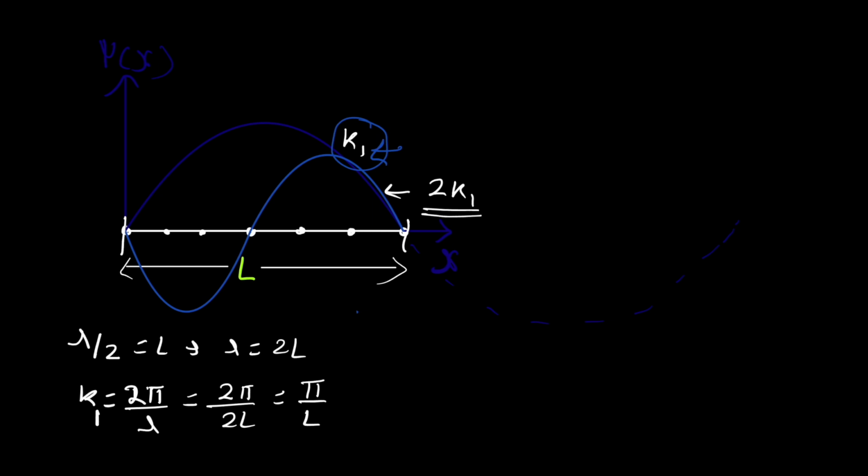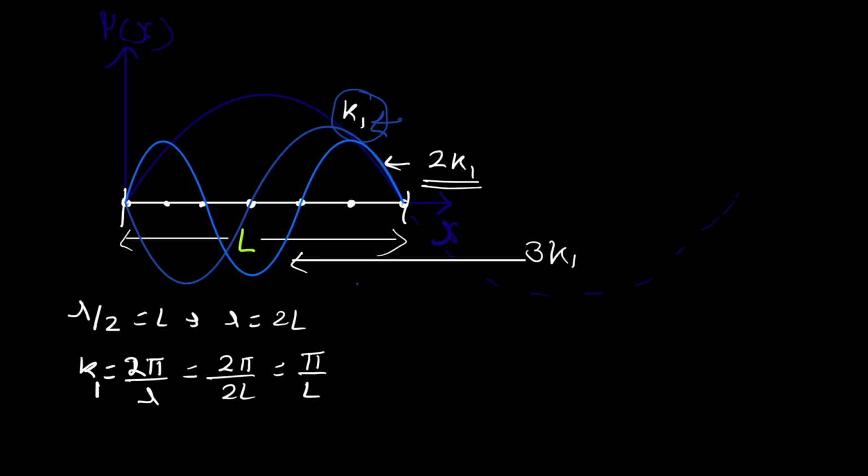Now let's draw a wave of triple frequency than that of k1. You can see that this wave of triple frequency is also satisfying both the criteria. So this is again a possible electron wave function. So now you can see where I'm going with this. Any wave which has a frequency which is an integer multiple of this k1 will satisfy both the criteria. So that wave will be a possible electron wave function.